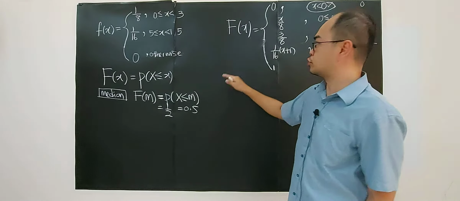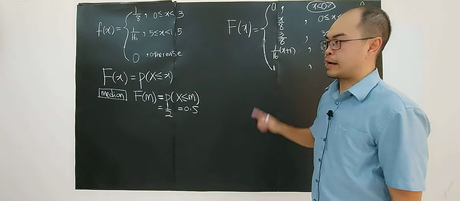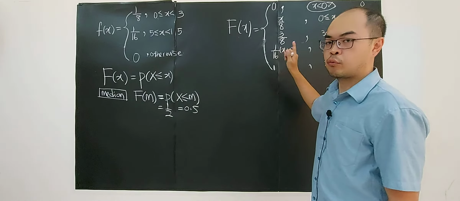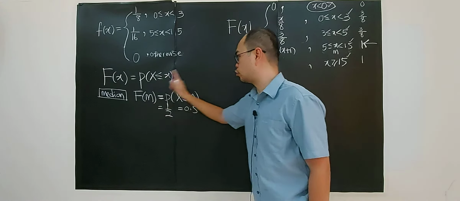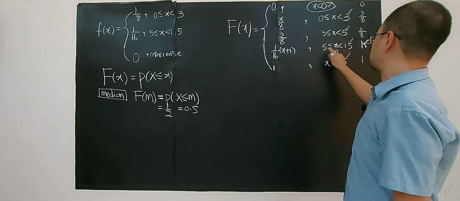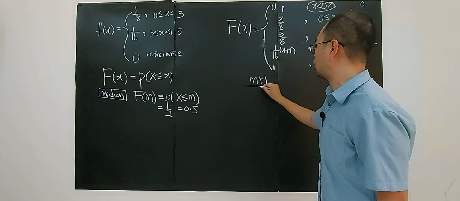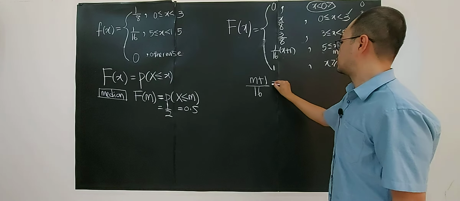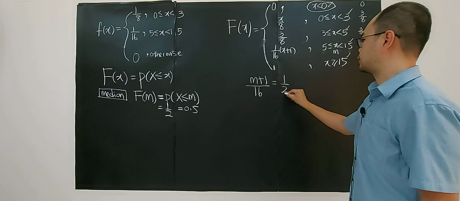Because I want to choose 5 of this, either one of this, to substitute the value of m here. So the value of m should be substituted here because the m is between here. So you substitute, you have the F(m) plus 1 over 16, right? Which you equate to half. This is the way we find the median.